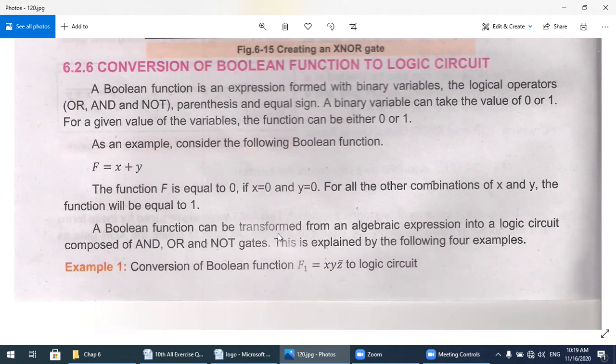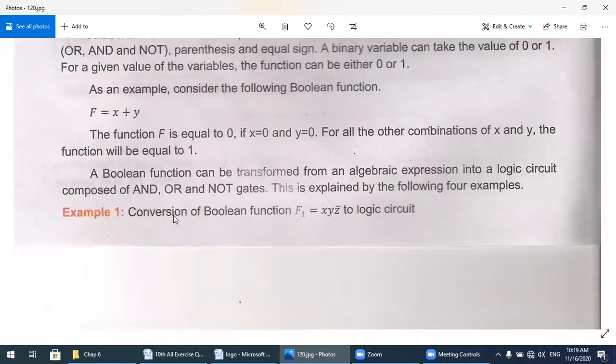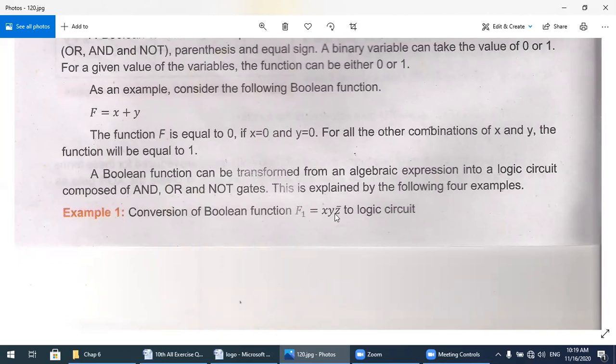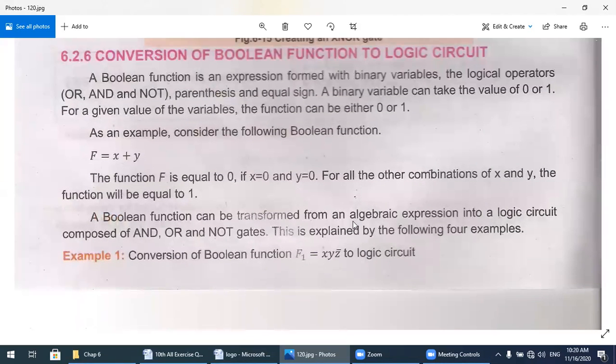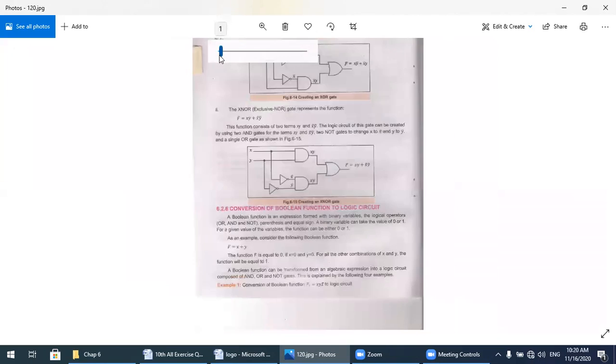Now we go to the first example of conversion of a Boolean function. For example, we have the Boolean function f1 equal to x, y, and z complement. Watch here, the operator between these three binary variables is the AND operator. Why am I saying this? Because it is x multiplied by y multiplied by z complement. Now we are going to convert this Boolean function into a logic circuit. I will tell you how to convert it.